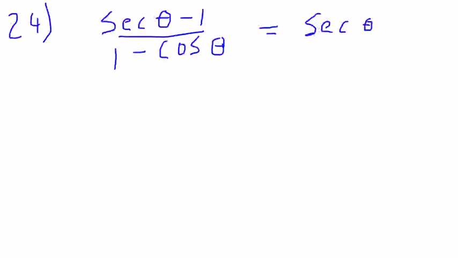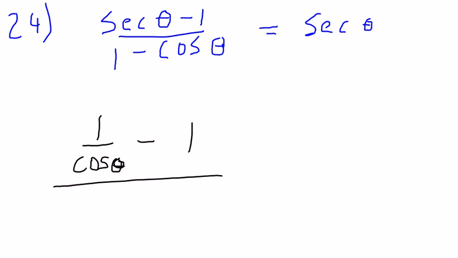This is a pretty goofy one here. This is number 24. The only thing I could think to do was to first change the top to 1 over cosine. And maybe there's an easier problem. I challenge you to find an easier way to do this one than what I'm doing. Minus 1 all over 1 minus cosine.